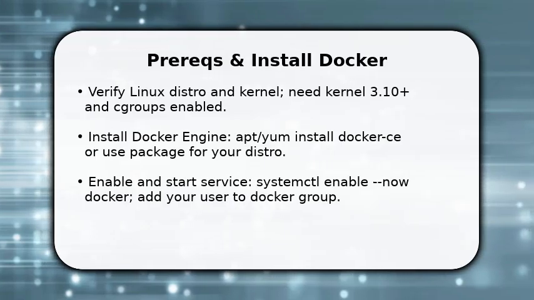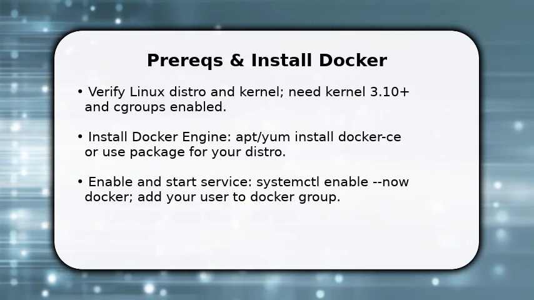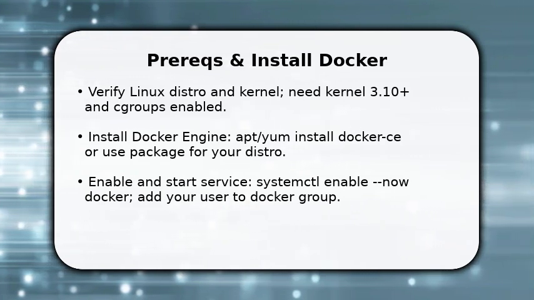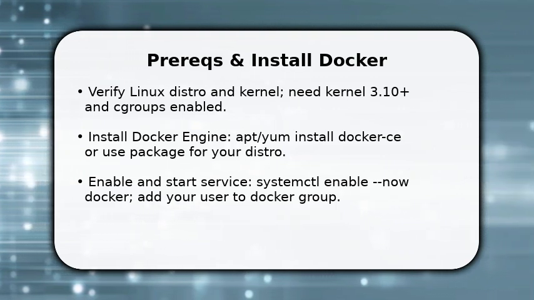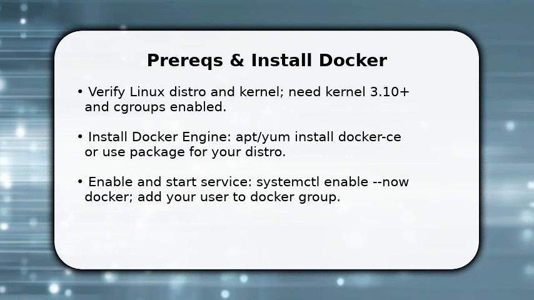You start by confirming your Linux kernel and cgroups are compatible so containers run reliably. Next, install Docker Engine with your distro's package manager. This gives you the Docker daemon and CLI.